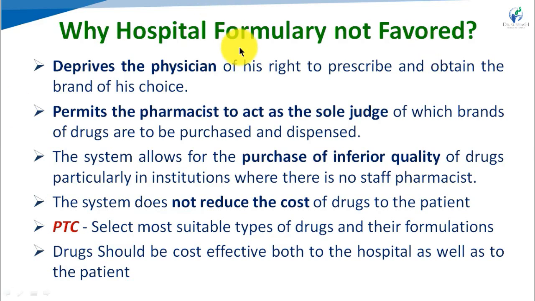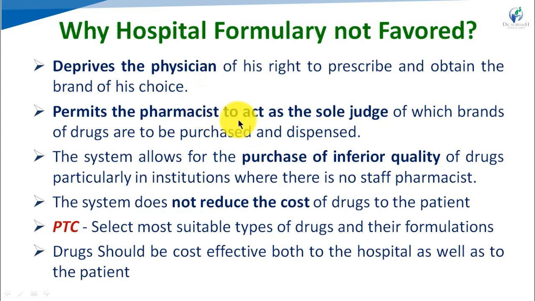The reason, if we look, is that it deprives the physician of his right to prescribe and obtain the brand of his choice. मतलब यहाँ पे क्या है कि फिजिशियन अपना खुद का ब्रांड या फिर कौन सी मेडिसिन देनी है, that cannot be selected by the physician. And whatever drug has been included in the hospital formulary by the PTC, only that the physician has to prescribe. So the physician does not have their own choice.